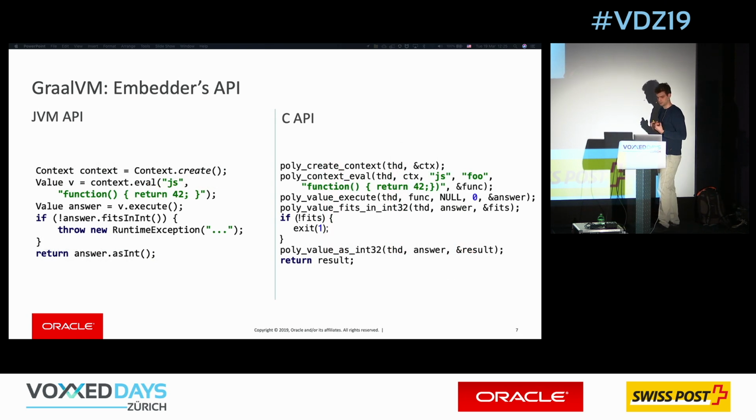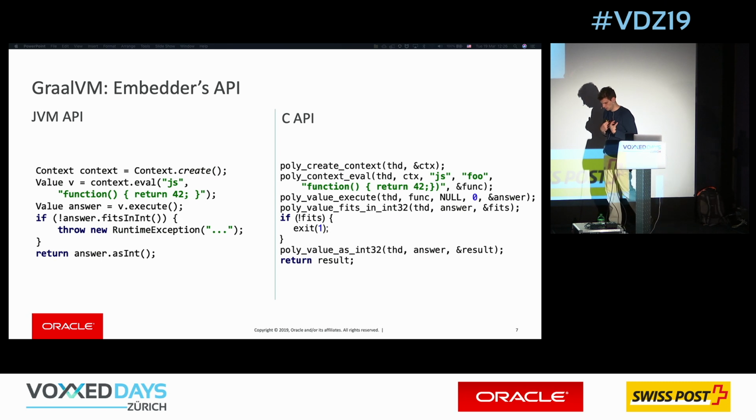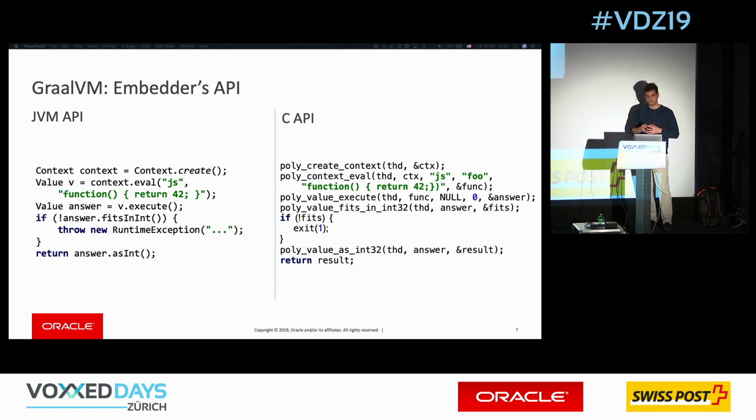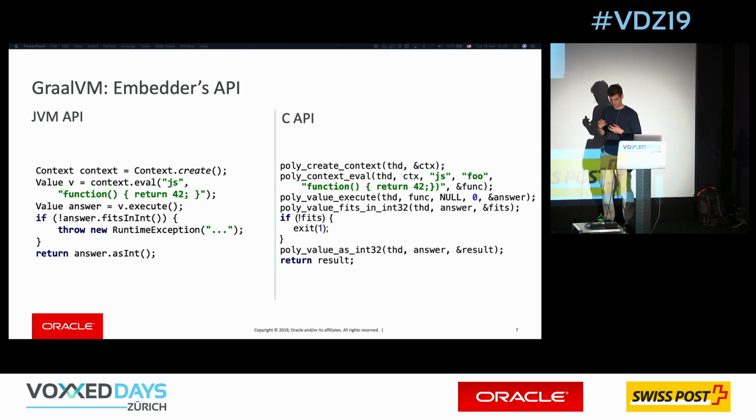And then, in order to put them into different processing frameworks, we provide APIs for embedding these languages. For example, if you have a Java virtual machine, like something like Spark, you can use this API on the left, which is the JVM API. It's very easy to use. Basically, you create a context. Context is just all the data of the program, including the functions. Then you evaluate in the language JS, and you define a function. When we execute the function, we ask, does this fit in int?